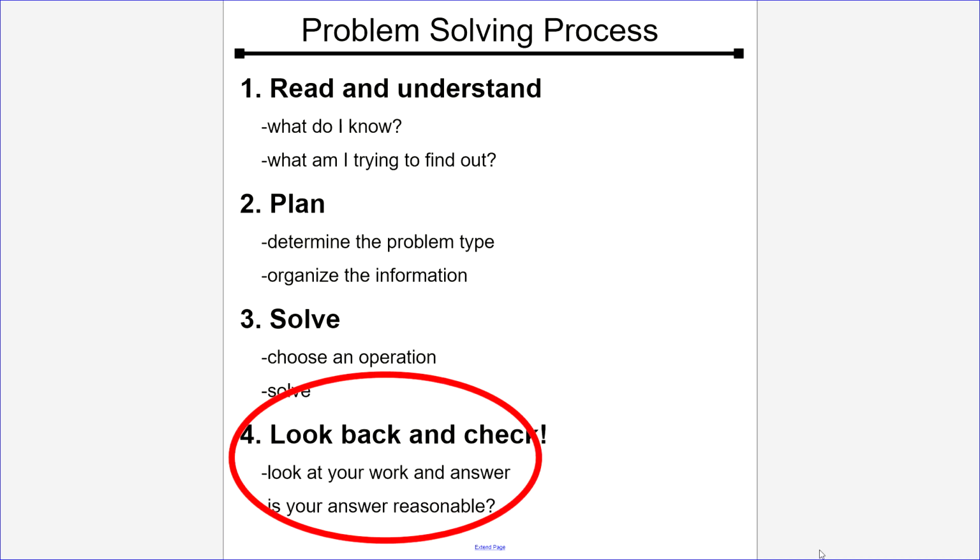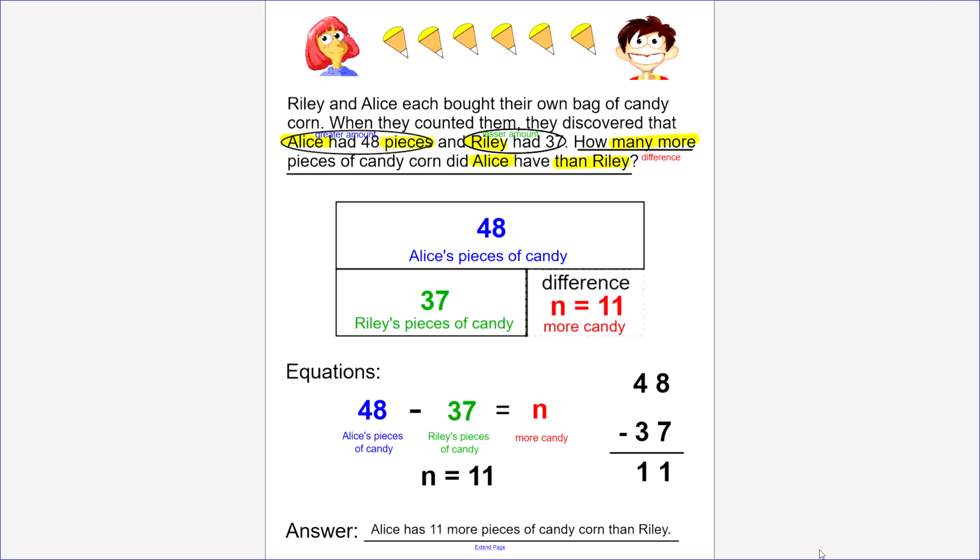It's time for the final step in our problem-solving process. We need to look back and check. We'll look at our work and we'll ask ourselves, is our answer reasonable? Well, first of all, third grade, look at our bar diagram. The numbers we included were 48 and 37. Those are the numbers that were in the story problem, so we wrote them down correctly. We decided to subtract because we were missing the difference. That was the correct choice, because greater amount minus lesser amount equals difference. When we subtracted 48 minus 37, it equaled 11. This makes sense because 48 is our whole and 11 is smaller than our whole 48.